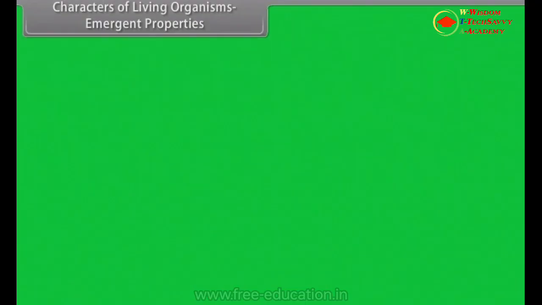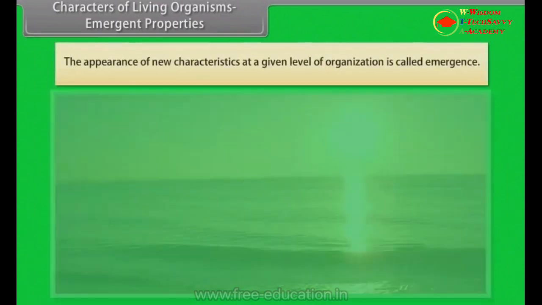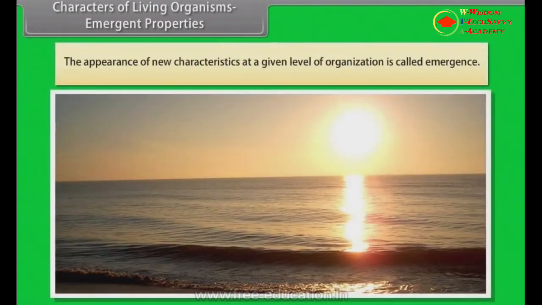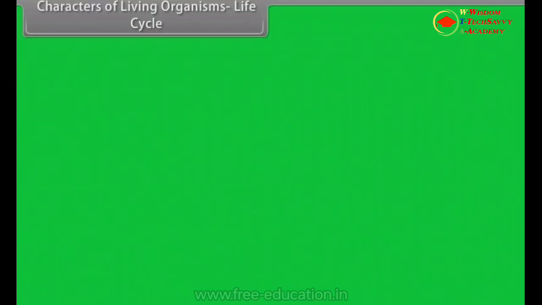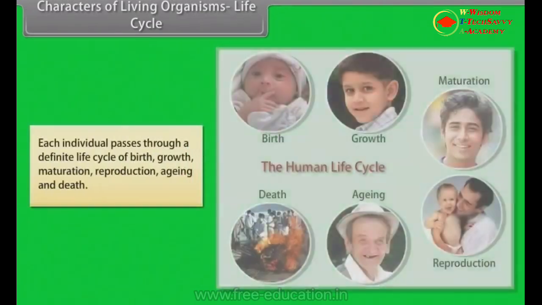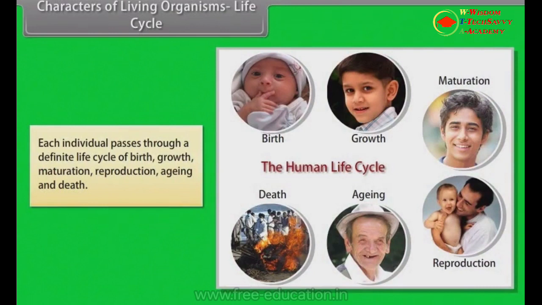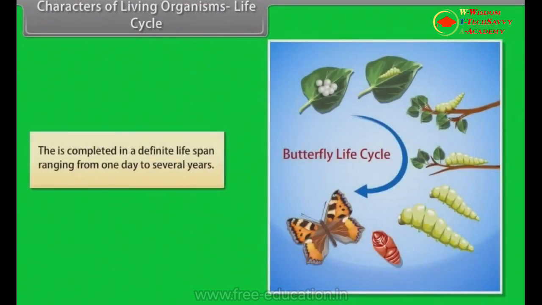Characters of living organisms. Emergent properties. The appearance of new characteristics at a given level of organization is called emergence. Characters of living organisms. Life cycle. Each individual passes through a definite life cycle of birth, growth, maturation, reproduction, aging, and death. This is completed in a definite lifespan ranging from one day to several years.